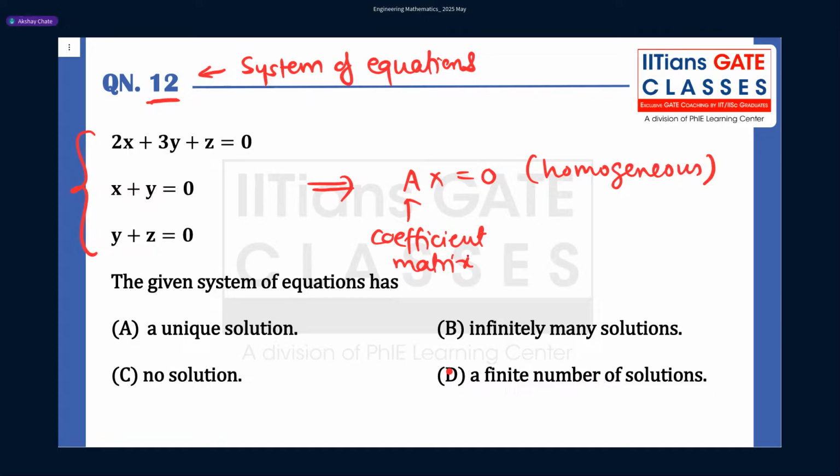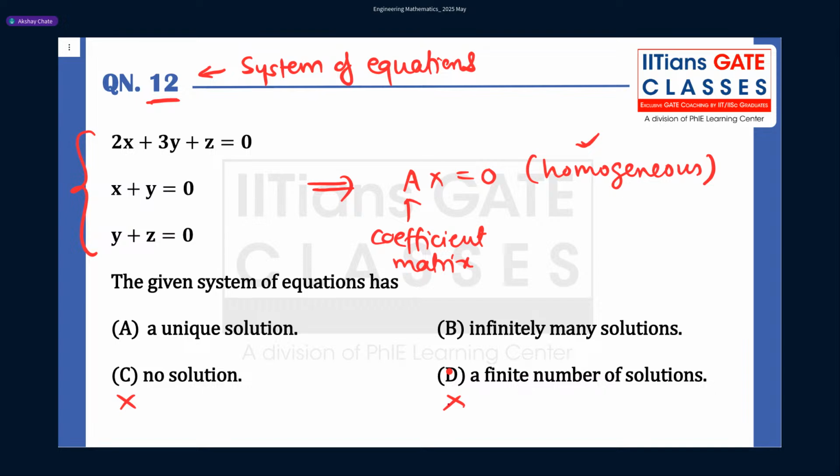Since this is a homogeneous system of equations, these systems are always consistent, and there are only two cases possible. One is a unique solution, and another one is infinitely many solutions. Even if you knew this much idea about homogeneous systems of equations, you could have guessed that these two options could not be the solutions, because there are only two possible solutions for a homogeneous system of equations. So either A or B should be the answer.